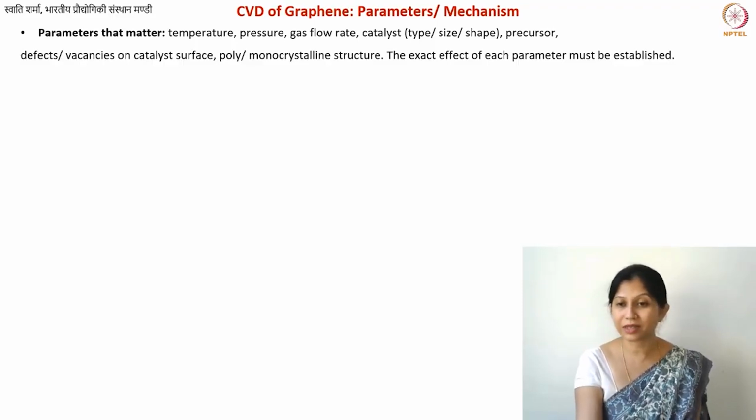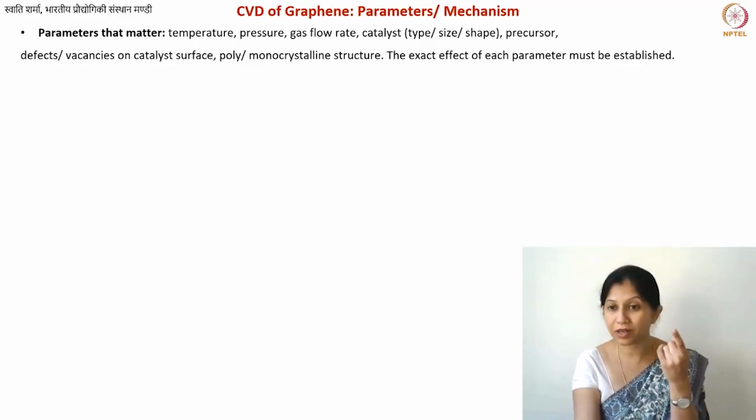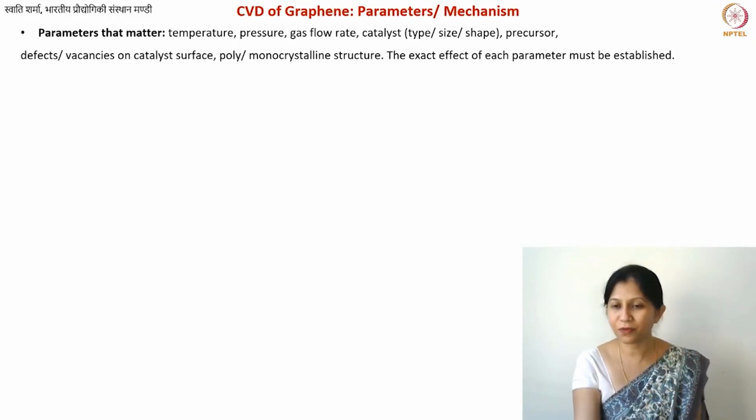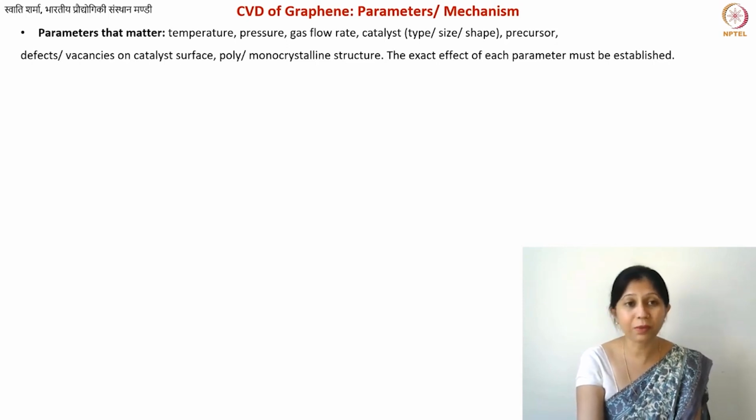Then also you need to understand, do you have the same Reynolds number in your system that was in the other system, and so on. Okay, so this is the list of parameters that you need to optimize. One more thing that probably I did not discuss in detail is the defects or vacancies on your substrate.